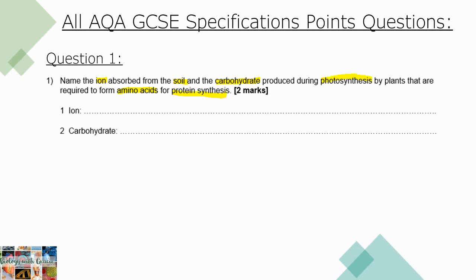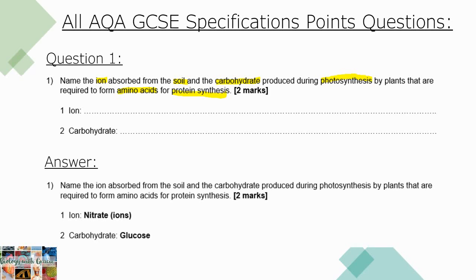So if you can remember back to what we just discussed, we know that it is in fact nitrate ions that provide the plant with nitrogen. And these are absorbed from the soil, as it says in the question. And then our carbohydrates, so we've got our carbon, our hydrogen and our oxygen left. So we know that our carbohydrate is in fact glucose, and this is produced during photosynthesis. So we've got our answer here.